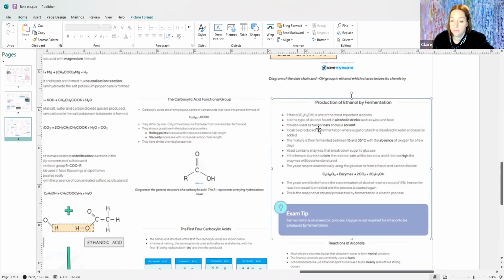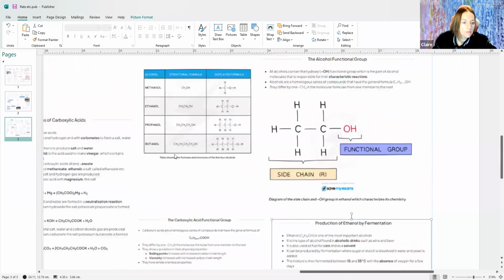Yeah, ethanol is most important. Alcohol, it's in alcoholic drinks. Brilliant. Also used as fuel for cars and as a solvent. It can be produced by fermentation, where sugar and starch is dissolved in water and yeast is added. So there's another way to produce ethanol, basically. Exam tip here, fermentation is an anaerobic process. Oxygen is not required for ethanol to be produced by fermentation. That's because you've got sugar in there that has the oxygen. So there we go. If you ever wondered where the oxygen comes from, it comes from the sugar.